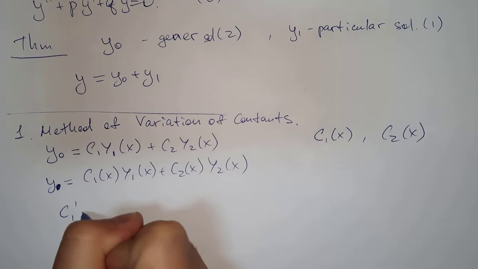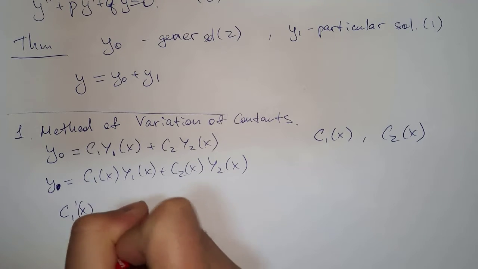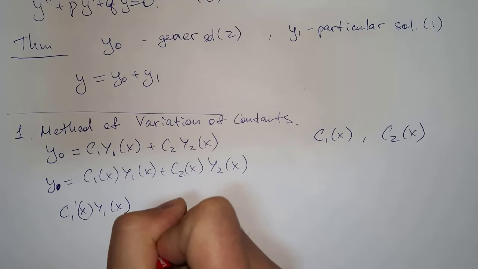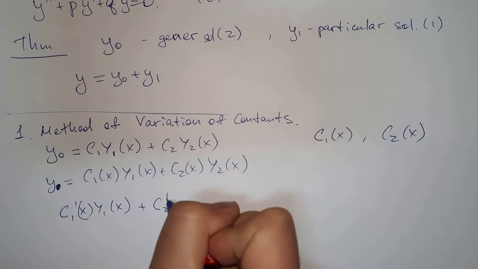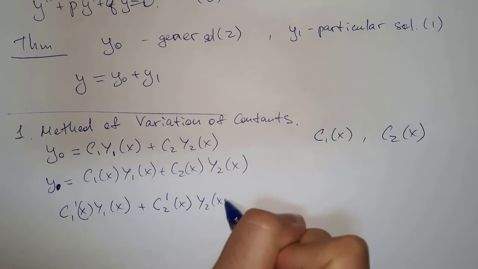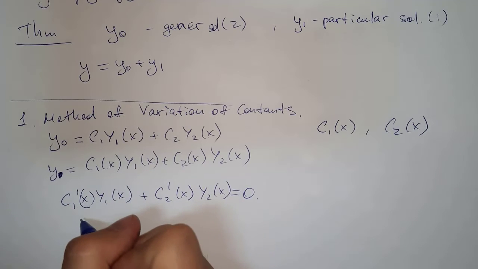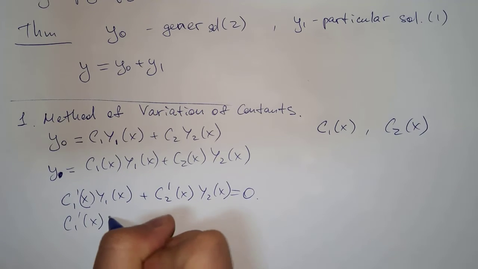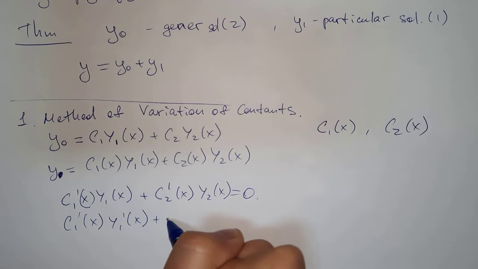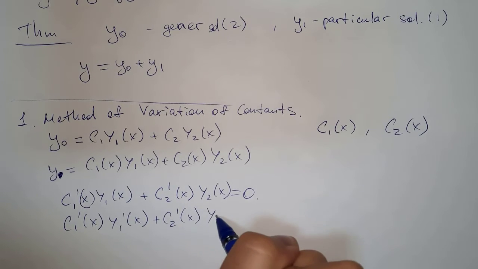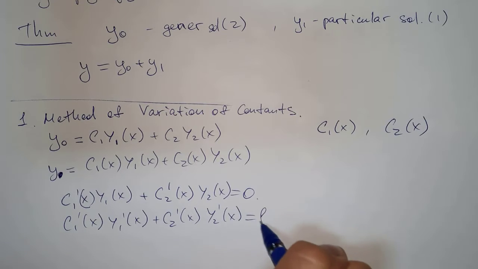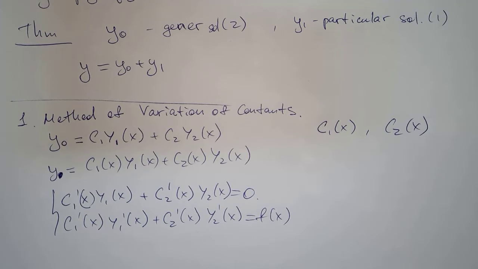So it will be now C1 prime of x y1 of x plus C2 prime of x y2 of x. This is 0. And the next equation is C1 prime of x y1 prime of x plus C2 prime of x y2 prime of x is f of x. Using this system, we can find these unknown functions C1 and C2. This method we call the method of variation of constants.